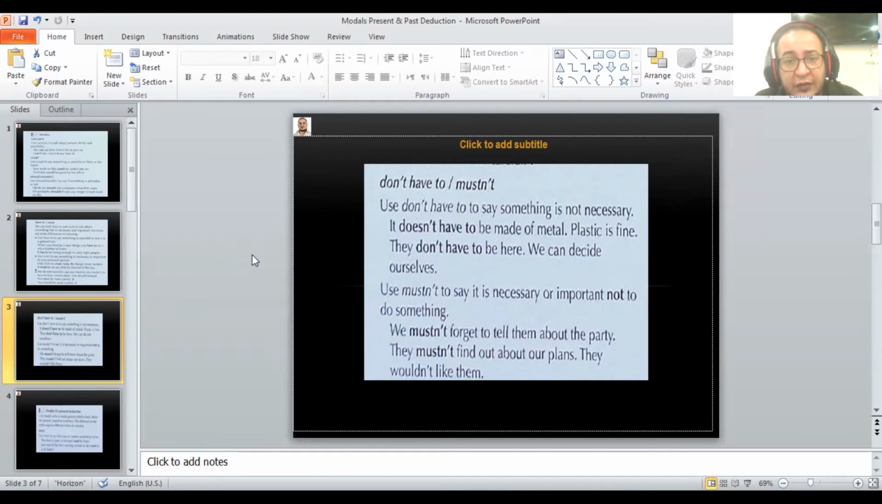We can decide ourselves. Use mustn't to say it's necessary or important not to do something. For example, we mustn't forget to tell them about the party. They mustn't find out about our plans. They wouldn't like them.